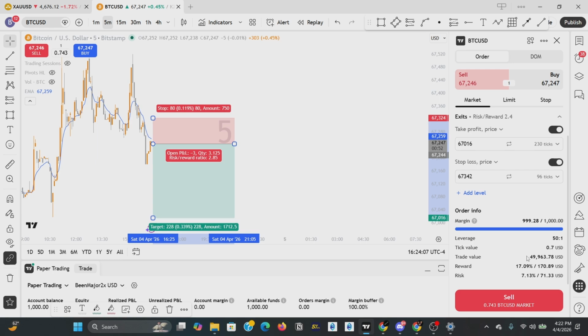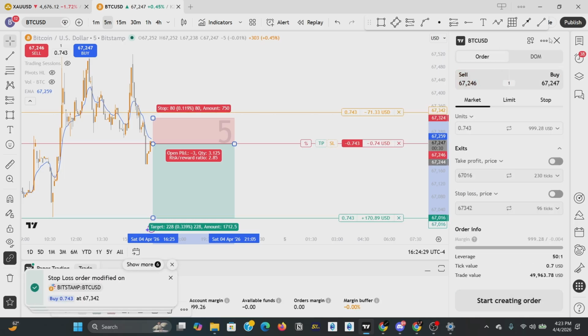This is also called full porting or full margining. Now, I do not recommend full porting or full margining. It's not practical. It's not consistent. But let's go ahead and place this trade. All we got to do now is press sell. Boom, order sent.